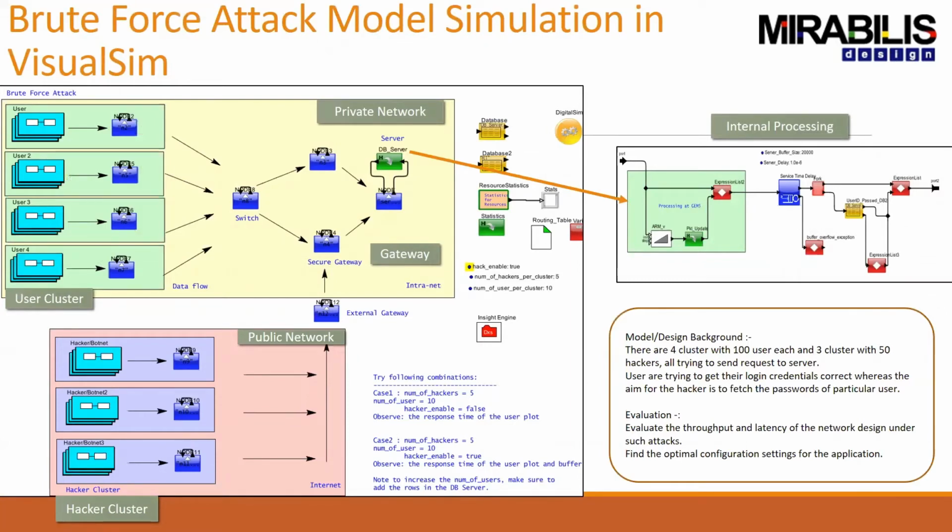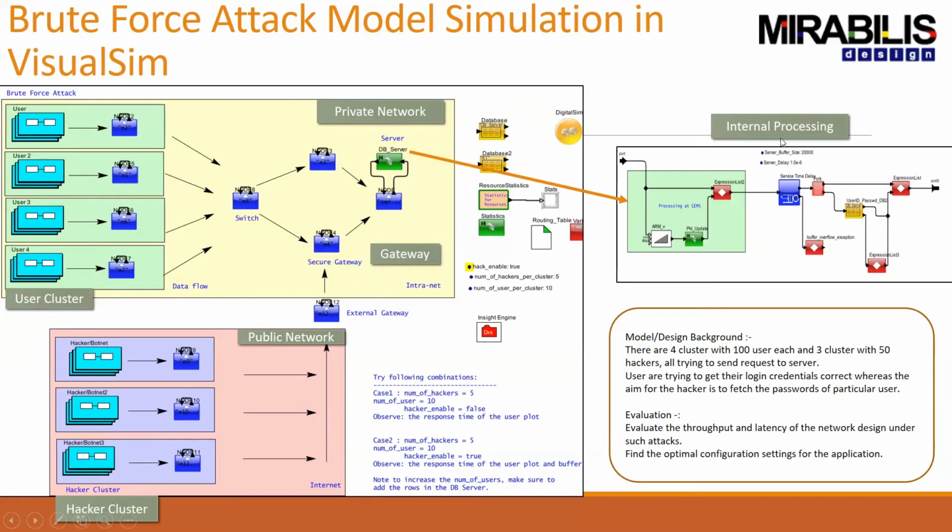Moving on, brute force modeling in VisualSim. In this design, we are going to evaluate the quality of algorithms deployed on the network and analyze how many times the malicious activity penetrated the secure gateways. By looking at the success rate for hackers, and on top of it, we'll look at user response time and throughput from user statistics. In this model, we have designed a network consisting of 4 user clusters and 3 hacker clusters, all trying to send requests to the server via the secure gateway.